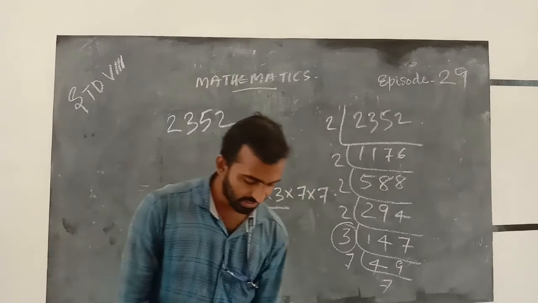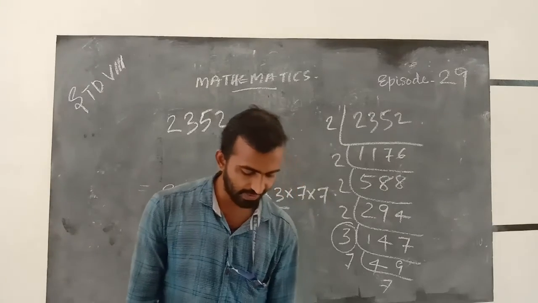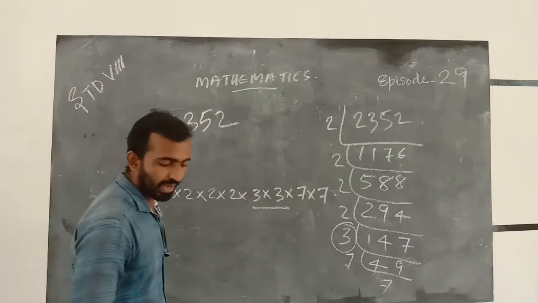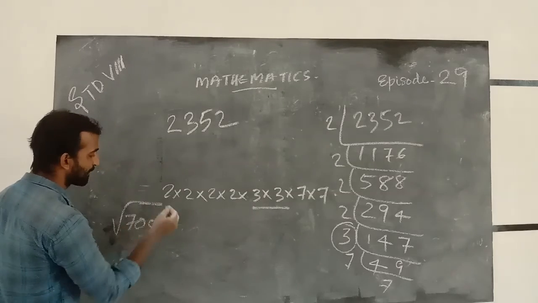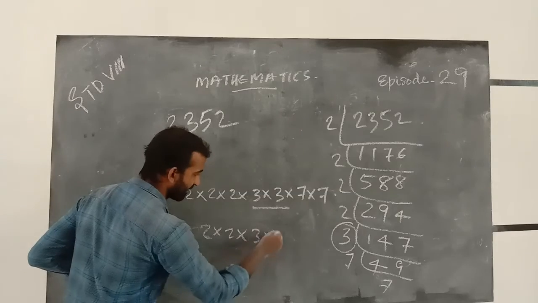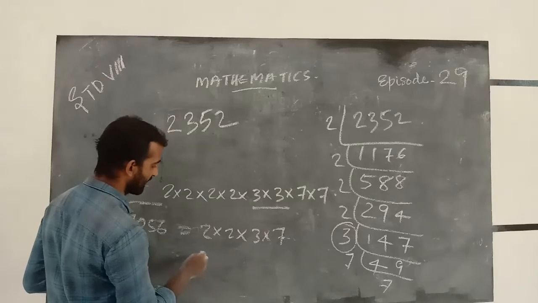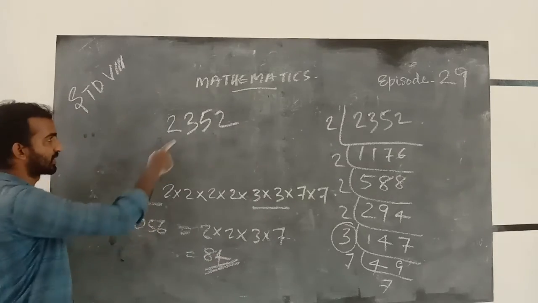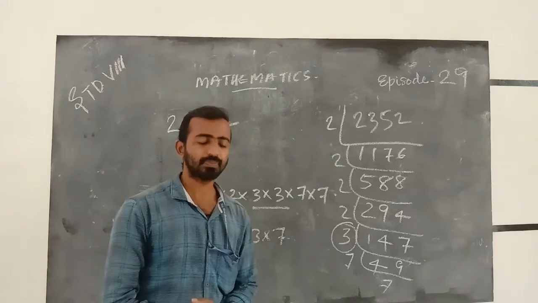Next one, example 7. When we find this one, we get the square root of 7056. We can write it as 2 into 2 into 3 into 7. That is 2 into 3, 4 into 3, 12 into 7. We get 84. We get the answer as 84.